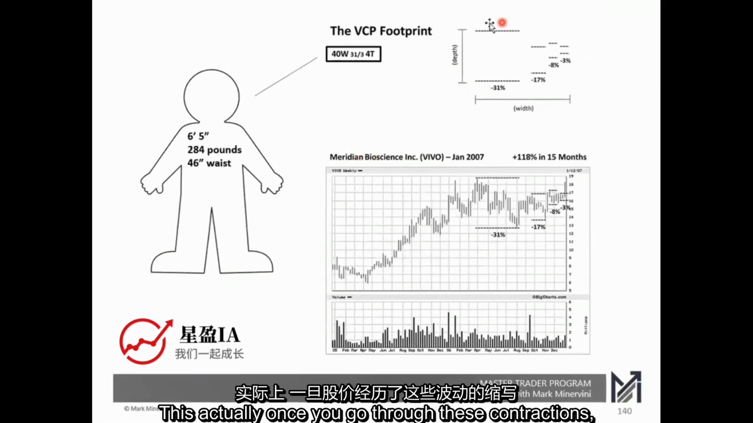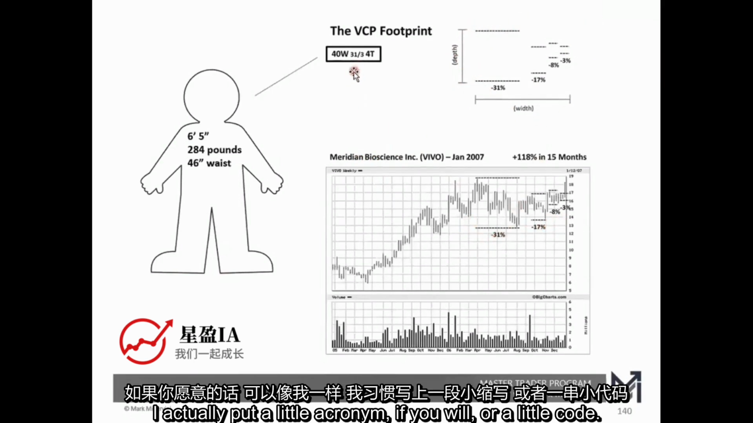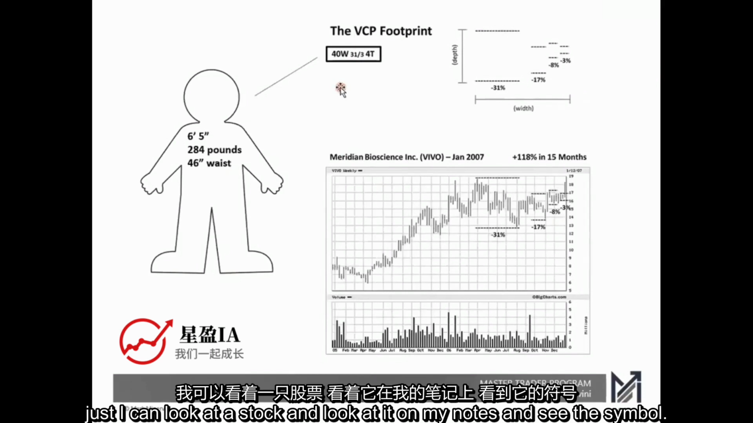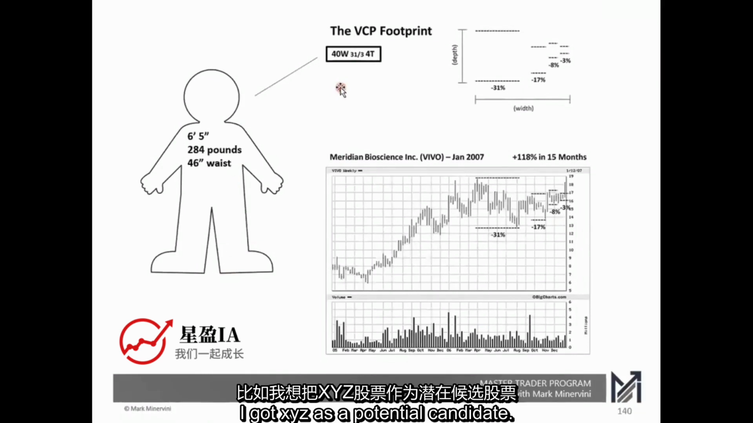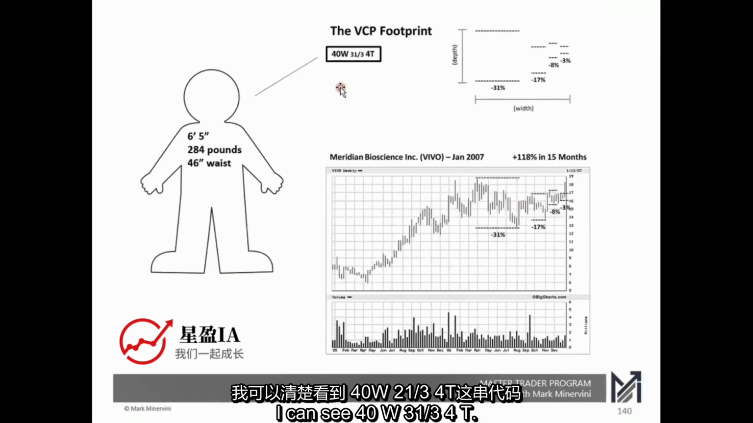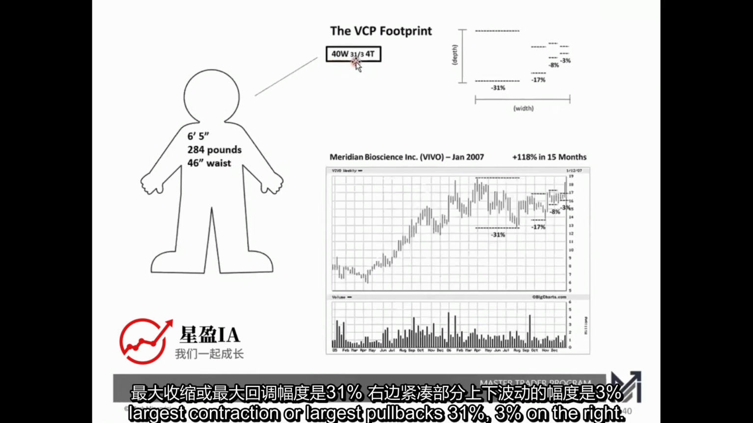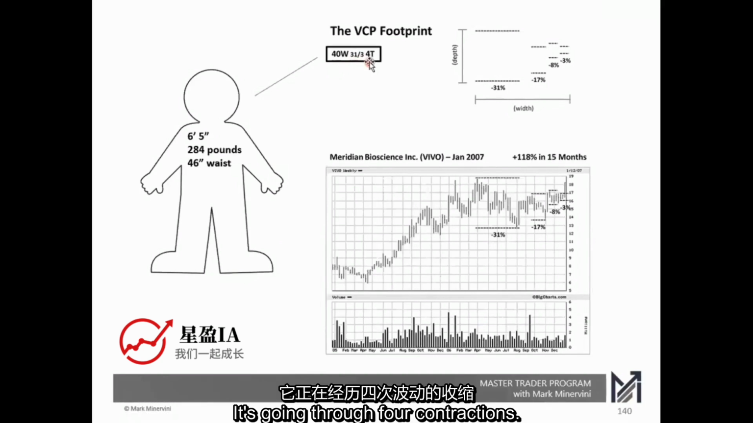And once you go through these contractions, I actually put a little acronym, if you will, or a little code. I keep my notes by hand in my notebook, just so I can look at a stock and see the symbol. So I've got XYZ as a potential candidate. I can see 40W, 31 by 3, 4T. That means 40-week base, largest pullback 31%, 3% on the right, and it's gone through 4 contractions.